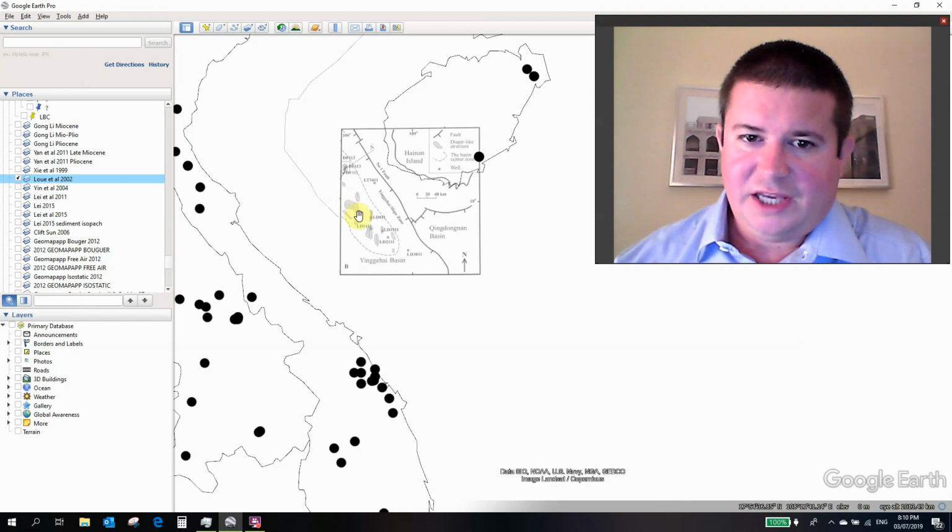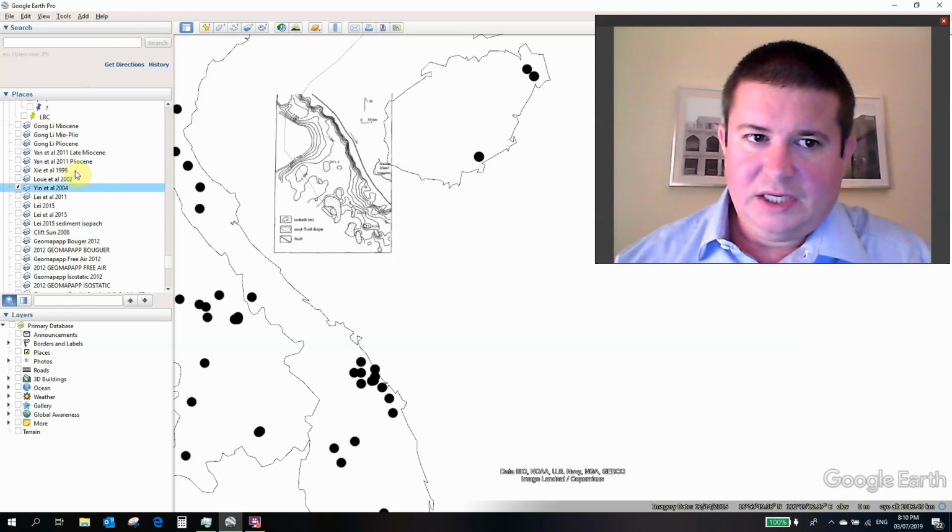So you're seeing this circular feature here. This stood out to me as something potentially very interesting in these publications. So first one was Z et al. 1999, then Liu et al. 2002. This is Yin et al.